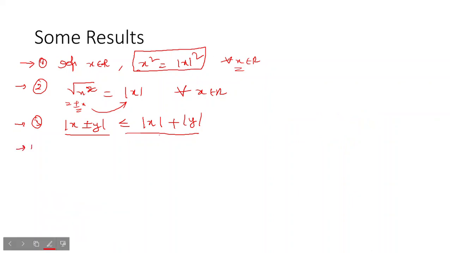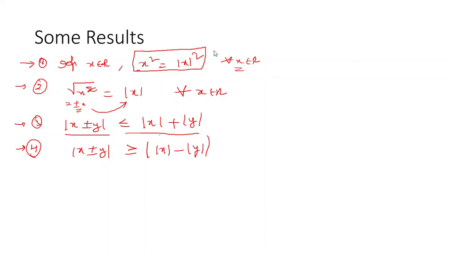And the fourth result: mod of x plus or minus y will always be greater than or equal to mod of mod x minus mod y. So this is the value mod x minus mod y. Now the fifth result.